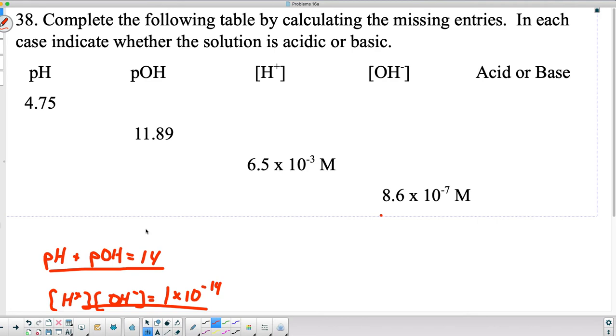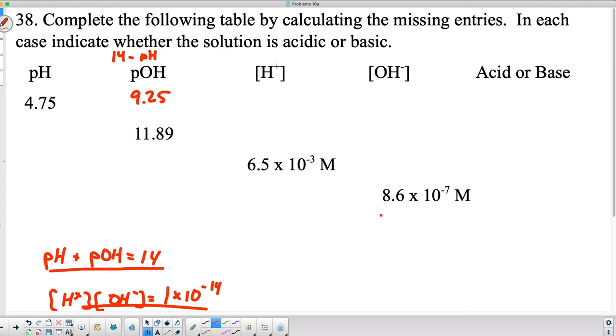Now, here's how this works. I'm going to go straight across with this. It's going to be pH plus pOH equals 14. So that means 14 minus 4.75 equals 9.25. So for this, I get 14 minus pH equals whatever the pOH is, and in this case, it's 9.25.